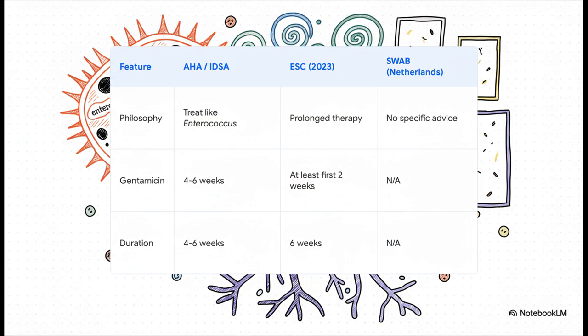This table lays it all out beautifully. You can see the aggressive, treat it like enterococcus philosophy from the AHA. Then you have the more nuanced approach from the ESC in their 2023 guidelines. And what's really interesting is the Dutch SWAB guidelines, which basically say, look, this is so rare here, we don't have enough data to give specific advice.